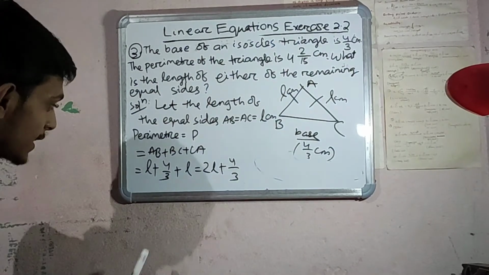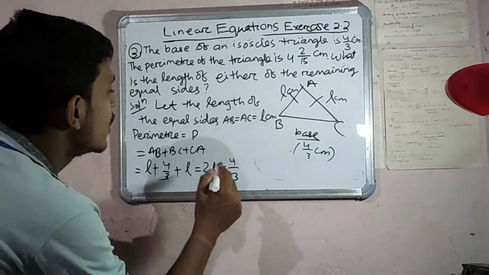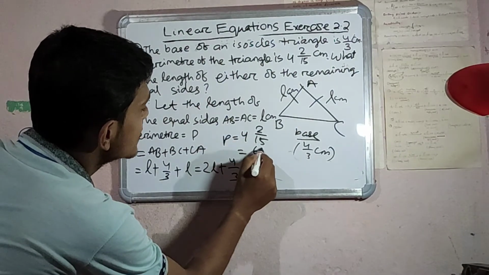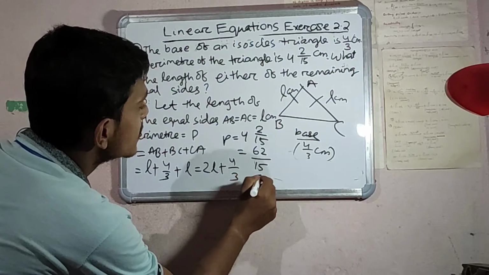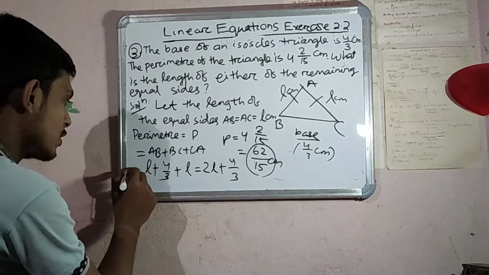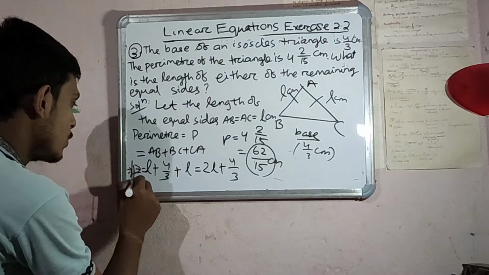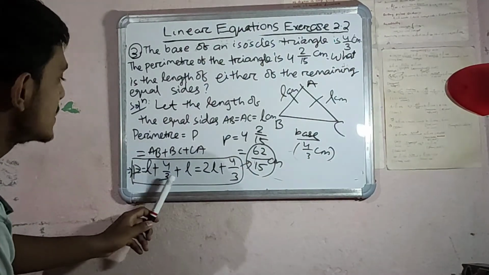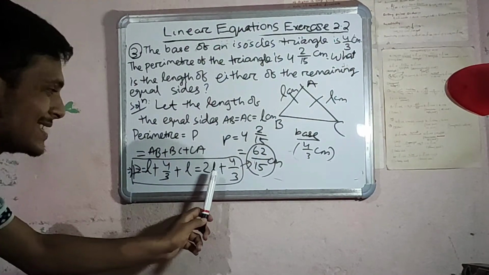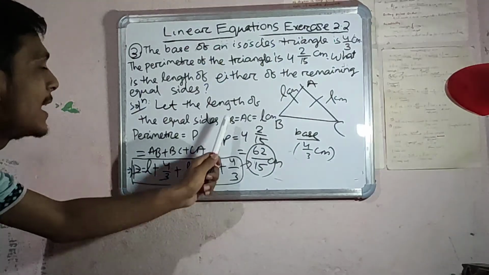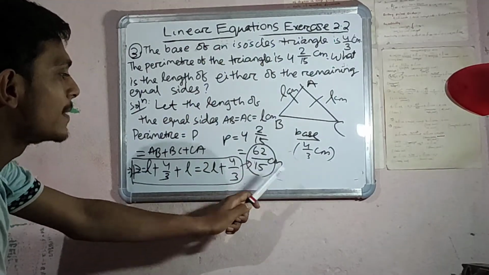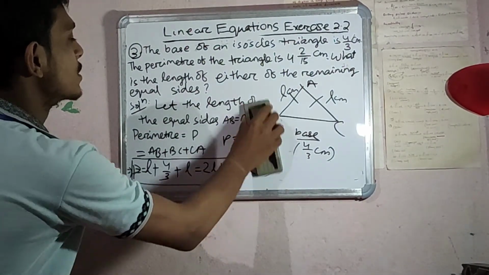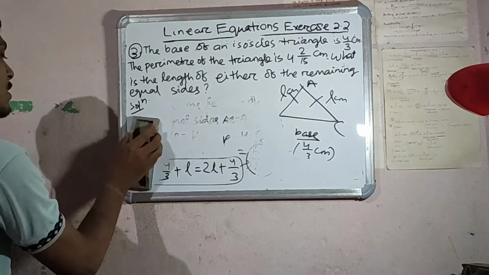It is the perimeter, but it is equal to how much? 4 2 upon 15, that is 62 upon 15. This is also the perimeter. So this must be equal to this. Here the perimeter is in terms of an algebraic expression, 2L plus 4 by 3, and it is given the perimeter 62 upon 15 centimeters. So this must be equal. This is our linear equation.